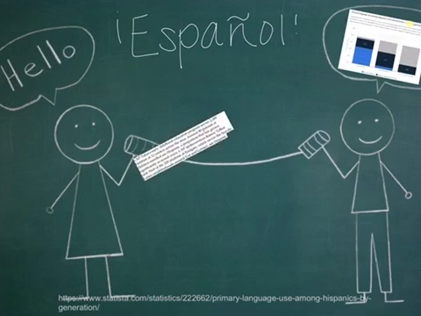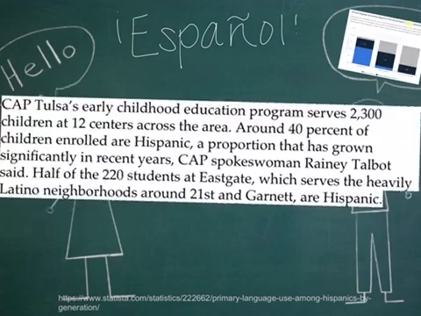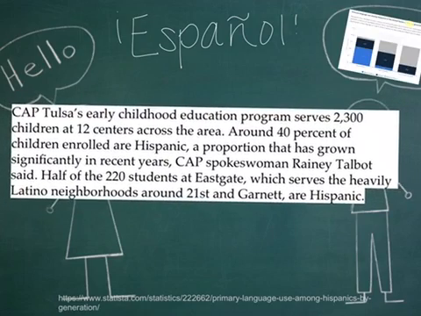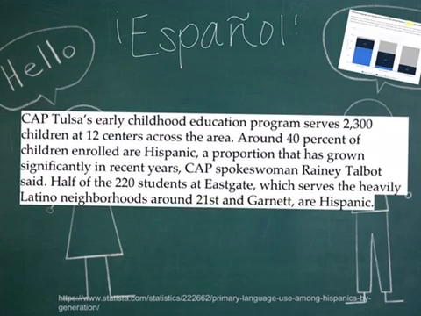Something I found that was a little more local talked about the Tulsa area, about CAP Tulsa and their early childhood program. CAP Tulsa stands for Community Action Project, and it's a school for children ages 0 to 5. Their statement says that they serve about 2,300 children across the Tulsa area, and about 40% of those children are Hispanic. At one of those locations, of the 220 children, half of them are Hispanic.